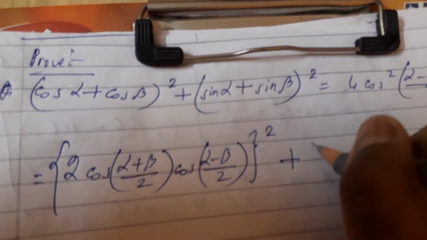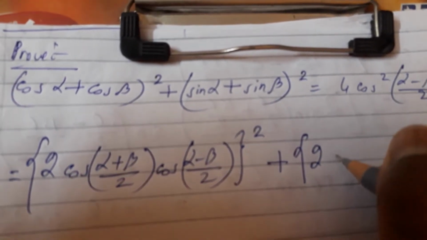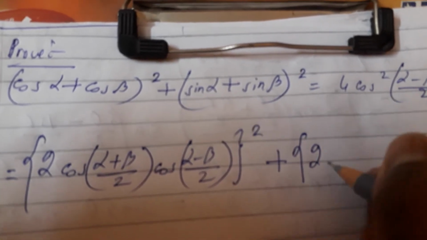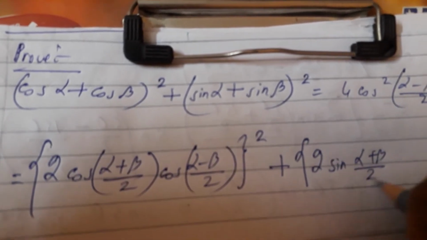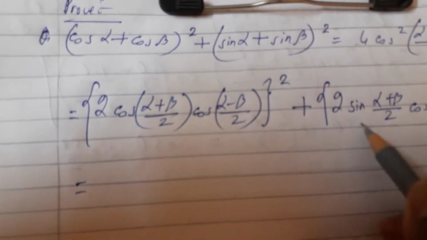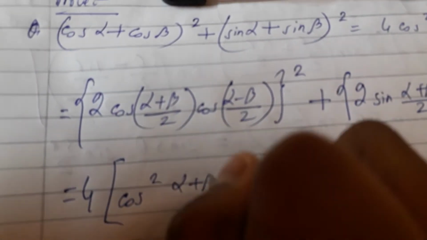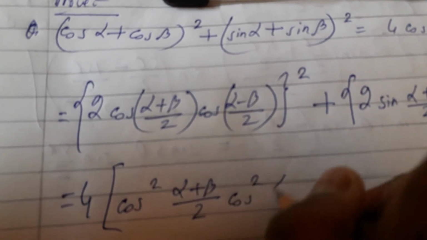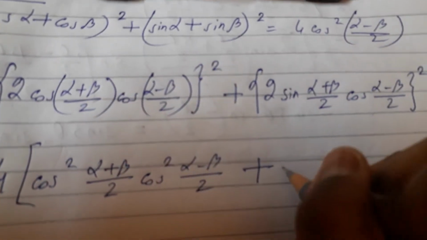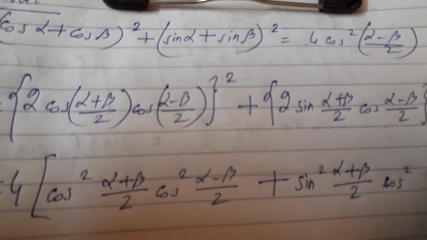Square, plus sin alpha plus sin beta, means sin means into will be different. One will be sin function and the other will be cos function. So 2 sin (alpha plus beta) by 2 into cos (alpha minus beta) by 2, whole square. Then you will get 2 square here, and in this case also you will get 2 square. So we can take 4 common. If we take 4 common, then we can write cos square (alpha plus beta) by 2 into cos square (alpha minus beta) by 2 plus sin square (alpha plus beta) by 2 into cos square (alpha minus beta) by 2.